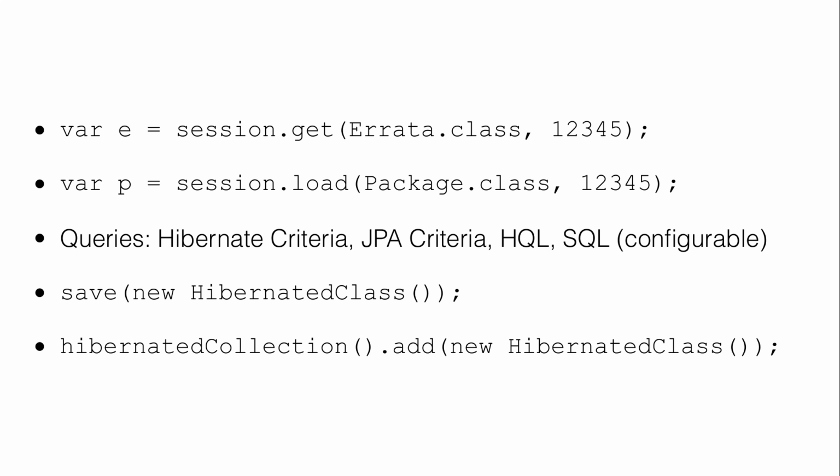Also, if you create a new object, it is not in the Hibernate cache by default, but if you save it, then it enters the Hibernate cache. And finally, if you already have an object that has a collection, and that collection is hibernated, so already part of the cache, you add something to that collection, that enters the cache automatically. So those are the main ways an object can enter the cache.